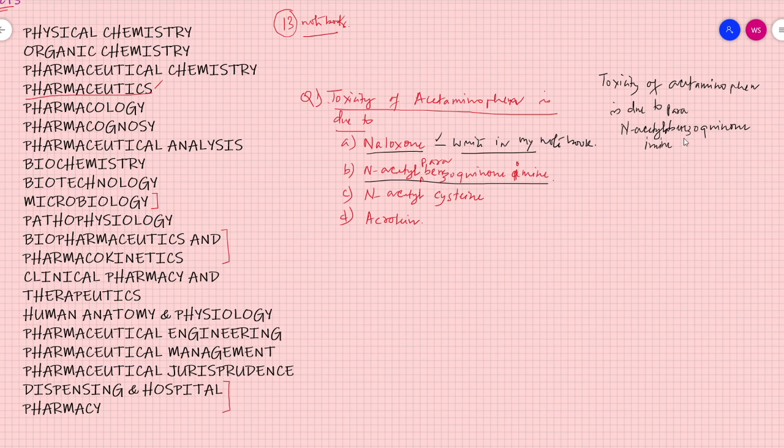Benzoquinonimine. Okay, NaPQI. So this is the first point that I write in my notebook. The second thing I write is about naloxone. Okay, and I understand that naloxone is an opioid antagonist.